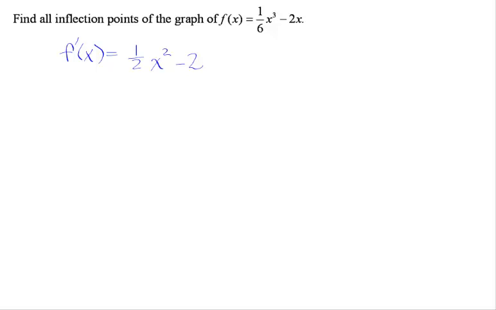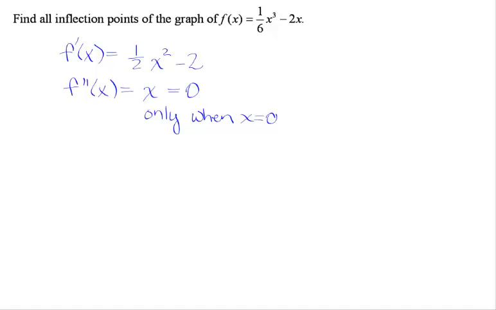The second derivative function, 2 pops down front, 1/2 times 2 is 1. I don't write times 1. Reduce the power by 1. The derivative of a constant is 0. So the second derivative is the function y equals x. That derivative, that function f double prime, will equal 0 only when x equals 0.